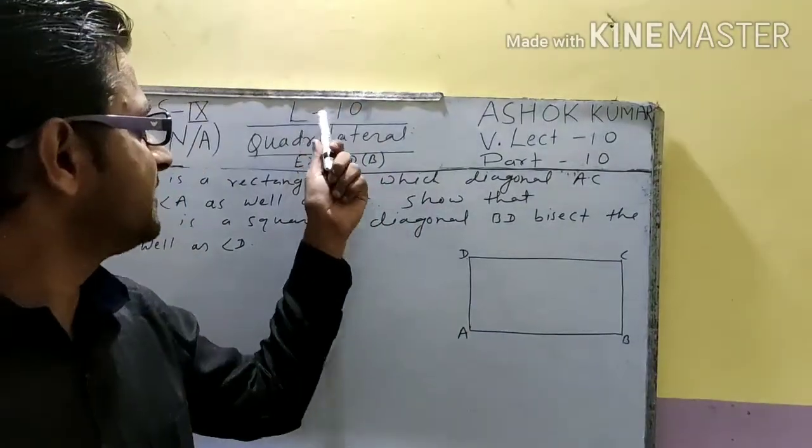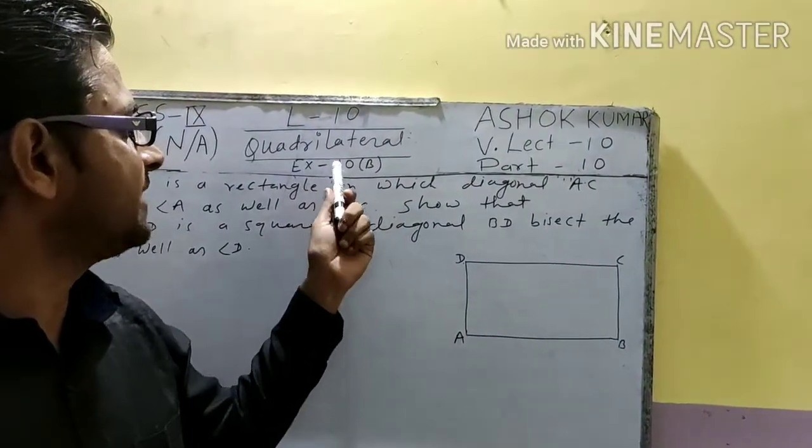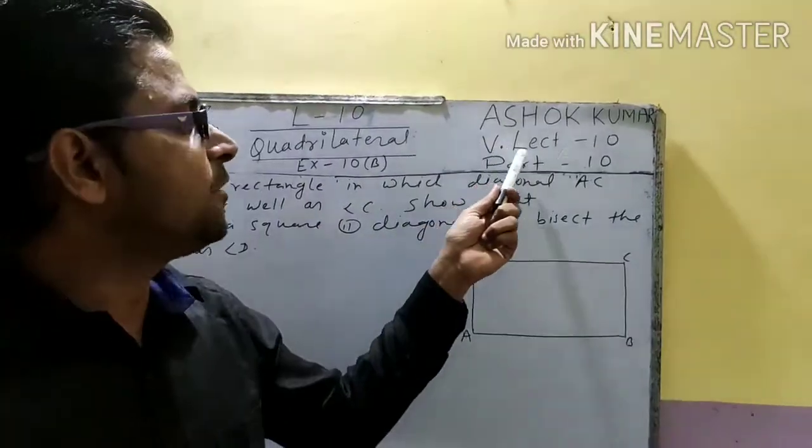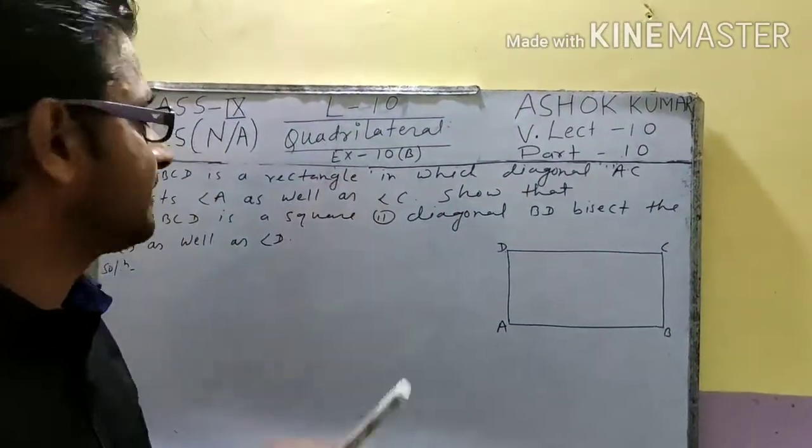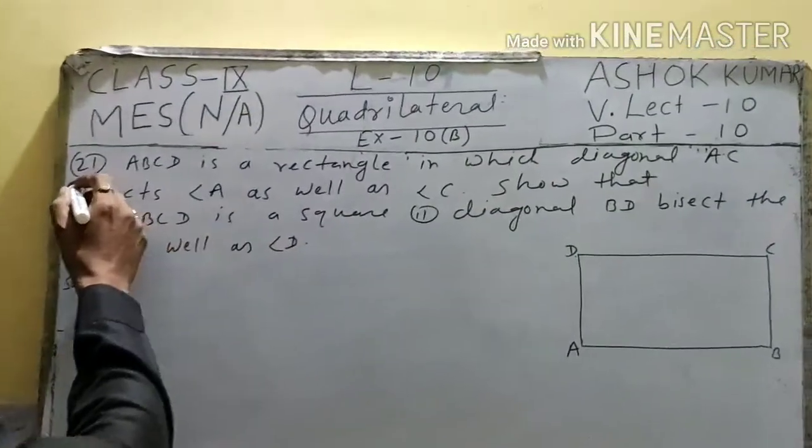Again student, lesson 10, quadrilateral exercise 10B. This is video part 10 related to this exercise. Here, question number 21.